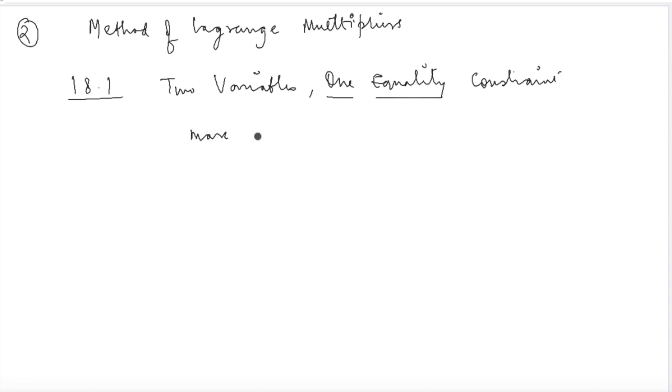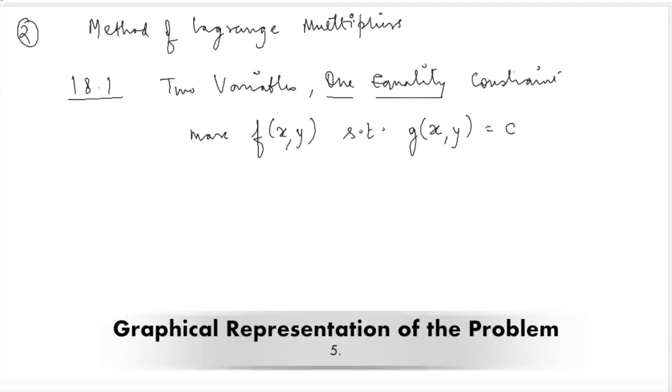Okay. So for a specific case of two variables, one equality constraint, we can change our optimization definition as follows. Maximize function f of x,y, a function of two variables, such that another constraint g of x,y is satisfied for a given output value c. So maximize f of x,y such that g of x,y is equal to c. This is how you can define a constraint problem in terms of two variables. Now let's try to understand this problem in terms of a graph.